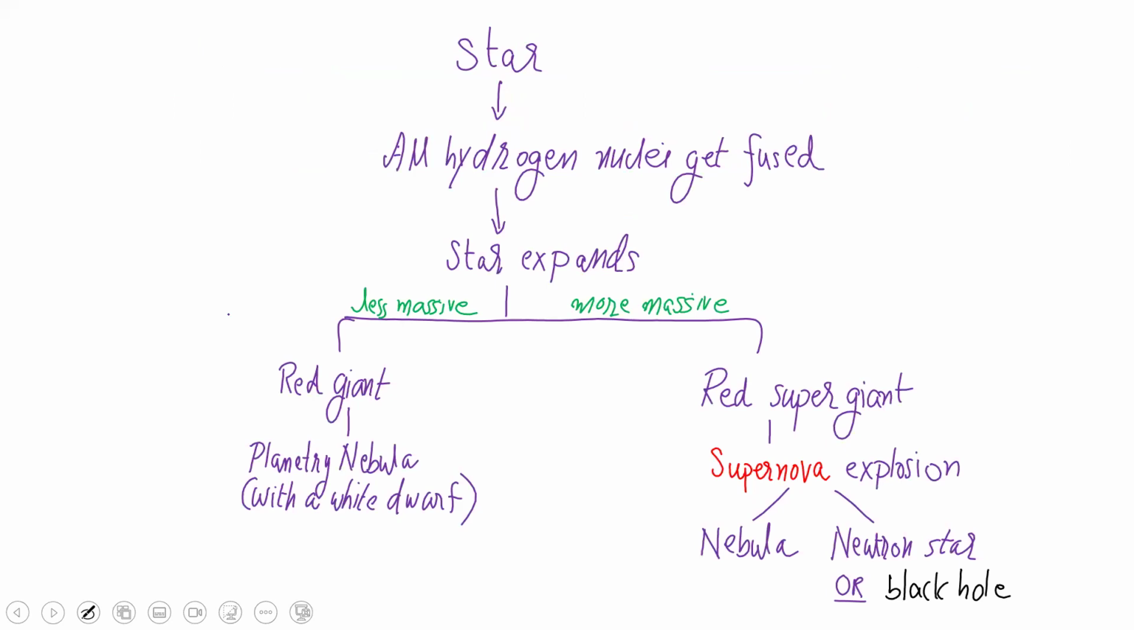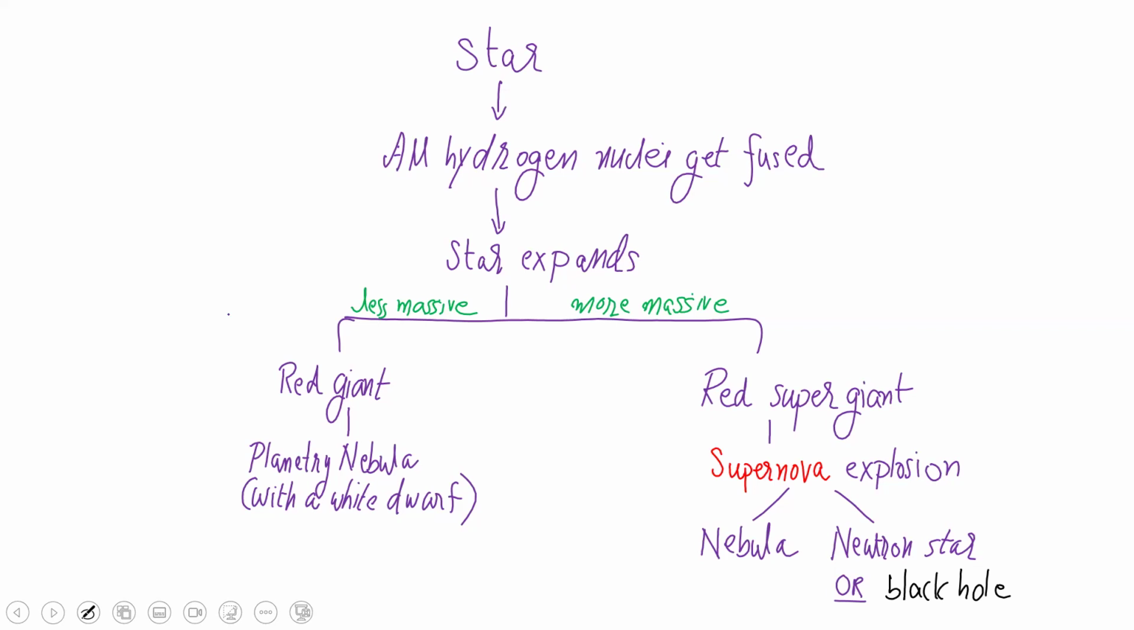So when a star is going to die, all the hydrogen nuclei get fused and the star expands. A less massive star becomes a red giant. Massive stars become red supergiants. Planetary nebula with the white dwarf and other ones have two options: either they convert into a nebula, or a neutron star, or a black hole.